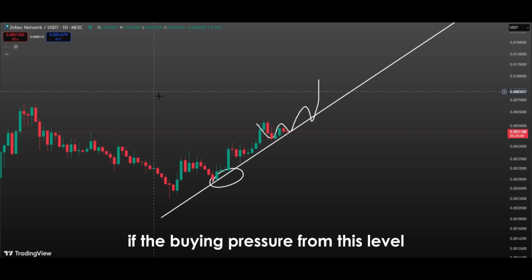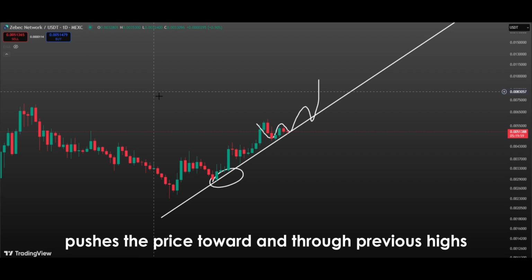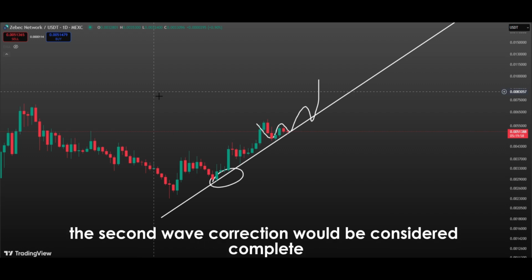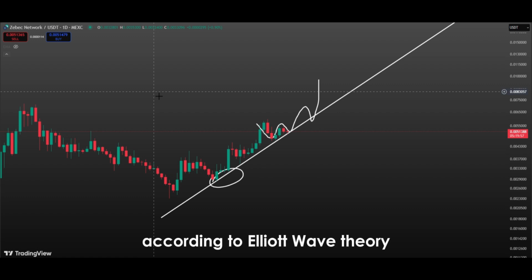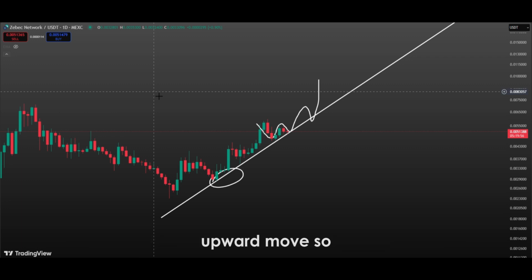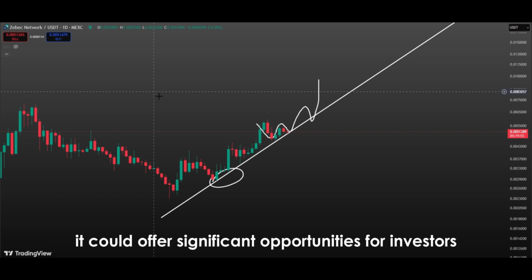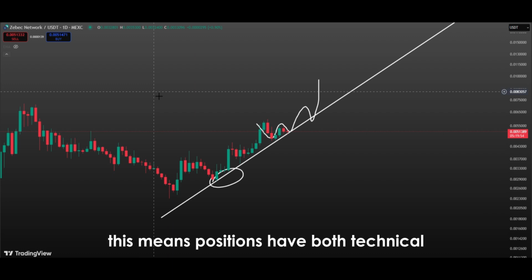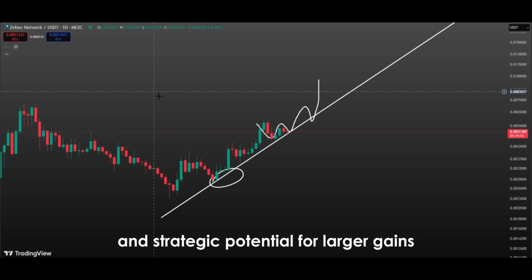If the buying pressure from this level pushes the price toward and through previous highs, it can be considered the beginning of a new trend wave. In such movements, the second wave correction would be considered complete and the third wave could begin. According to Elliott wave theory, the third wave is typically the longest and strongest upward move. So, if the price bounces from this point and starts a new third wave, it could offer significant opportunities for investors. This means positions have both technical and strategic potential for larger gains.